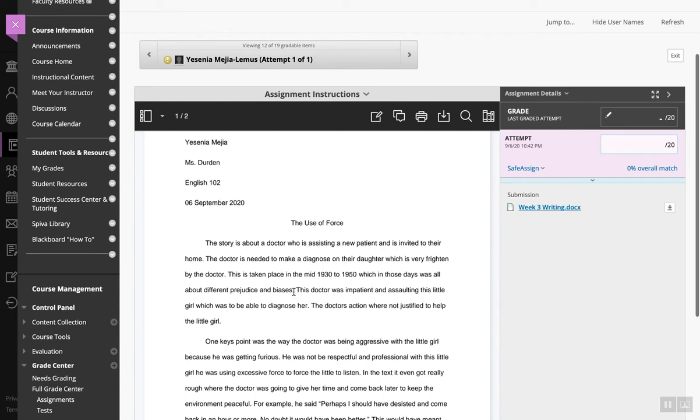So I also talked to you about this sentence here. I like the idea that you want to talk about bias and prejudice, but you don't have enough information here for the reader to know exactly what you're talking about. So you say, this takes place in the mid 1930s to 1950s, which in those days was all about different prejudice and biases. I don't know what you're referring to there specifically. That time frame, the tail end of it, was the beginning of the civil rights era. So note that might be what you're talking about.